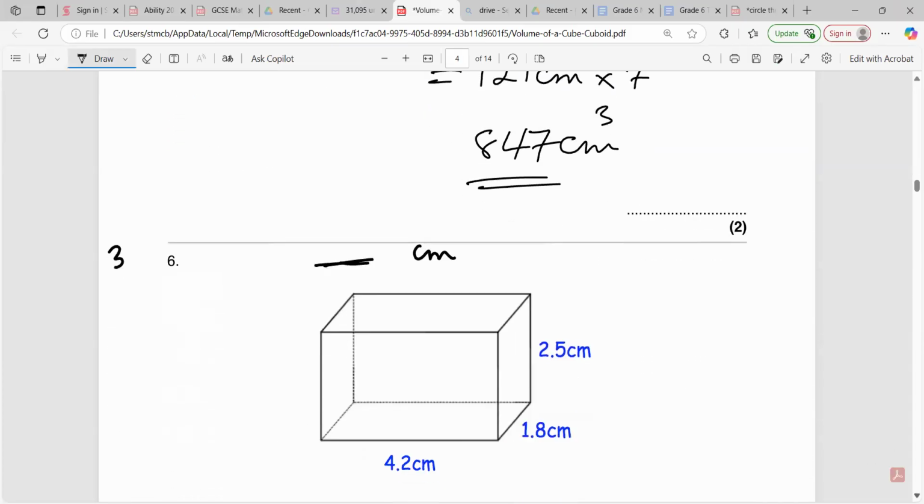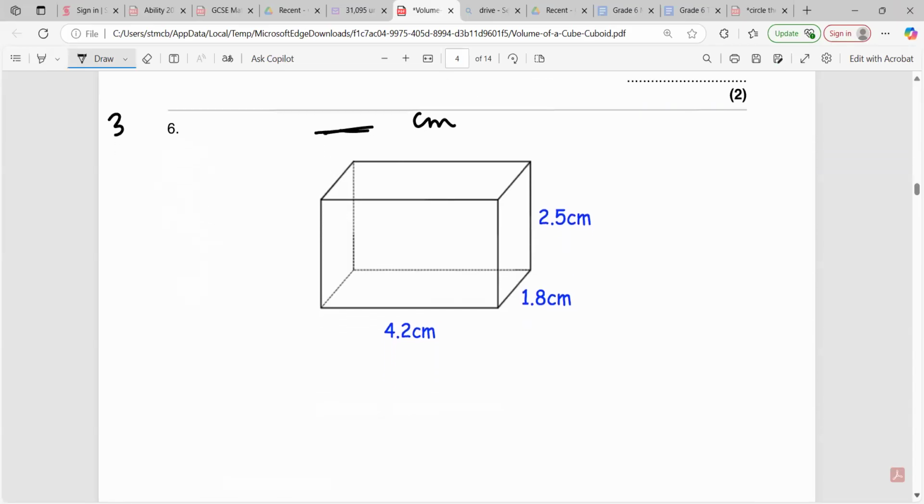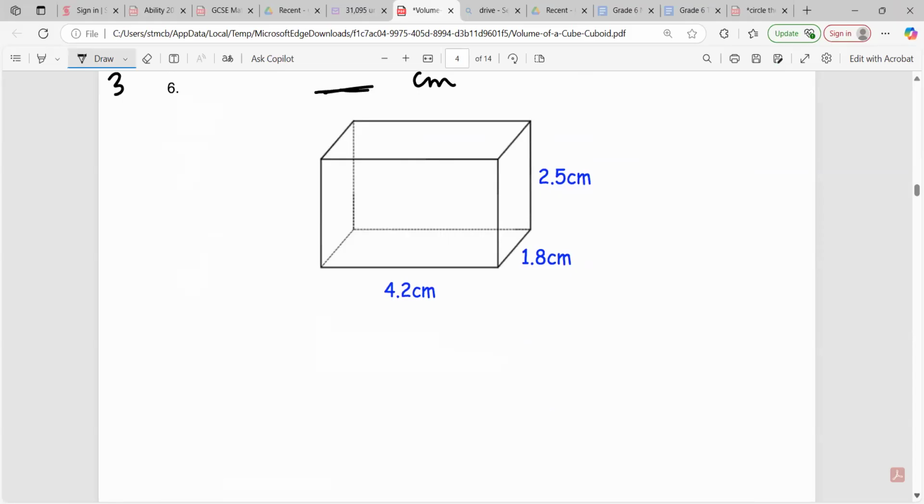Let's see if we can do another one. Yeah, have fun with this, guys. What's the volume for this one? The length is 4.2 centimeters, the width is 1.8 centimeters, and the height is 2.5 centimeters. Anybody watching on YouTube, see if you can type in the answer first, if you know your decimals.